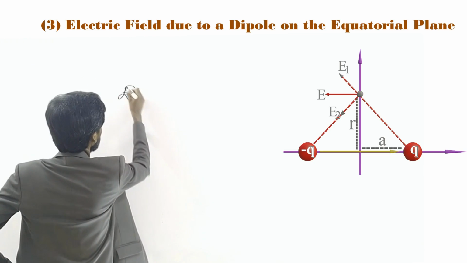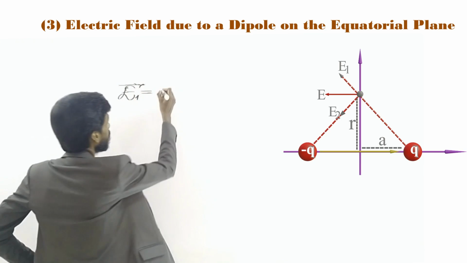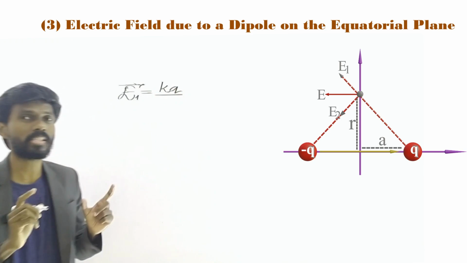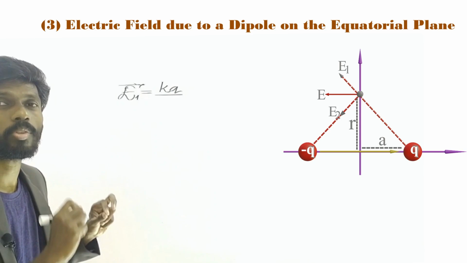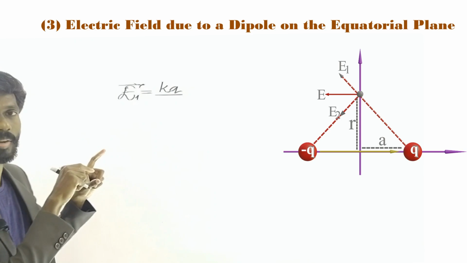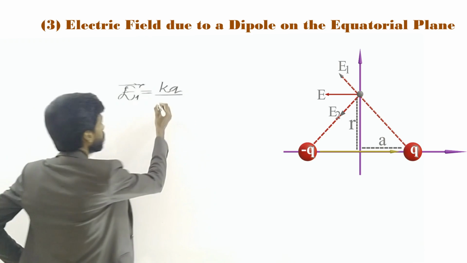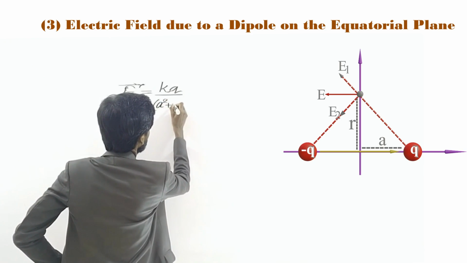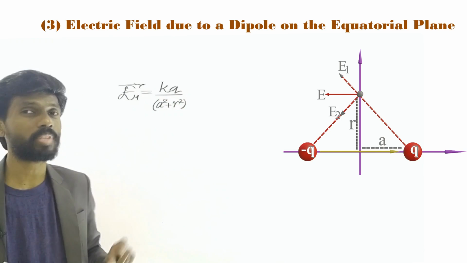First let us write the magnitude: KQ divided by R squared. R is the distance, so what is that distance? That is a right angle triangle, so we can use Pythagoras theorem to find that distance. It is the square root of A squared plus R squared, and the square of that is A squared plus R squared. That's all. So this is the magnitude of the electric field.